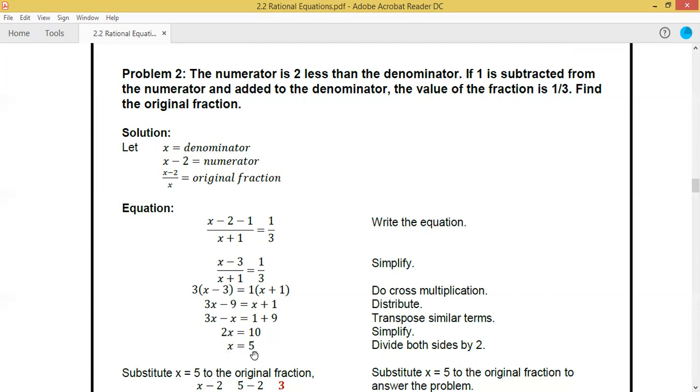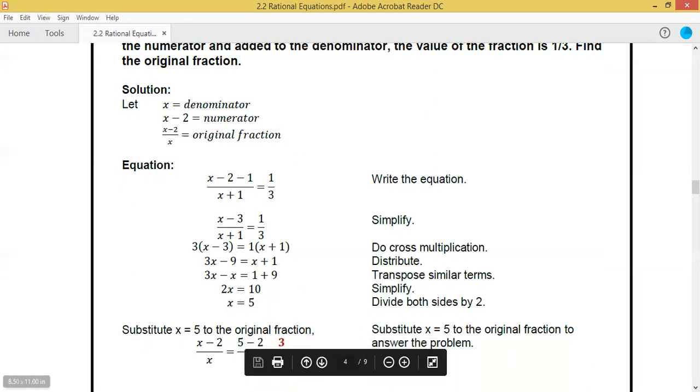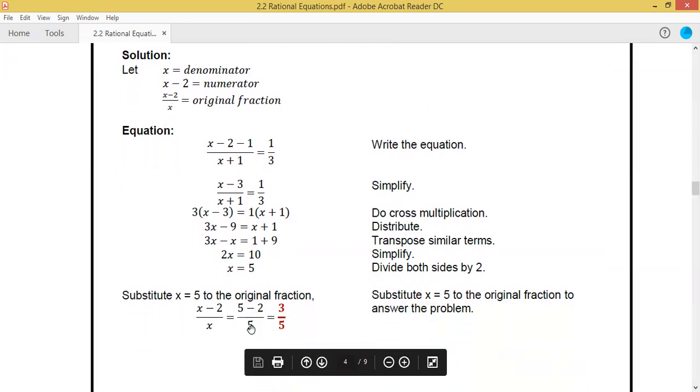Now we substitute the value 5 to the original fraction. So the numerator, that's 5 minus 2. So we'll get 3. For the denominator, we get x, so we'll have 5. So the original fraction is 3/5. This ends our problem solving for the number problem.